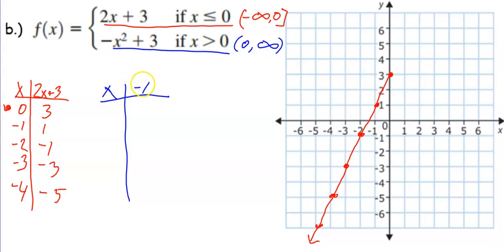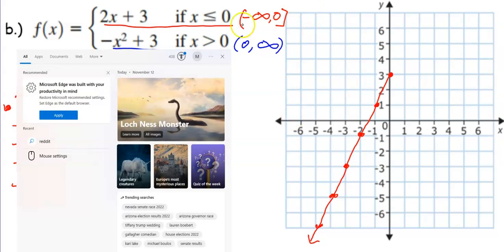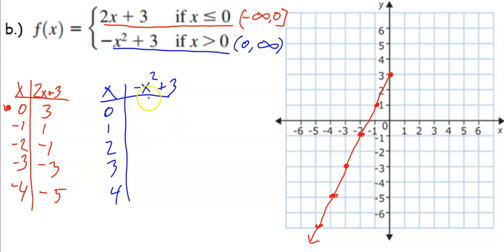Then we're going to take those x values and we're going to plug them into negative x squared plus 3. Well, we want to start with 0 and then get bigger to infinity. So then negative 1 squared, 1, negative 1 plus 3 is 2, negative 4, negative 1, negative 9, negative 6, negative 16, negative 13. Boom.